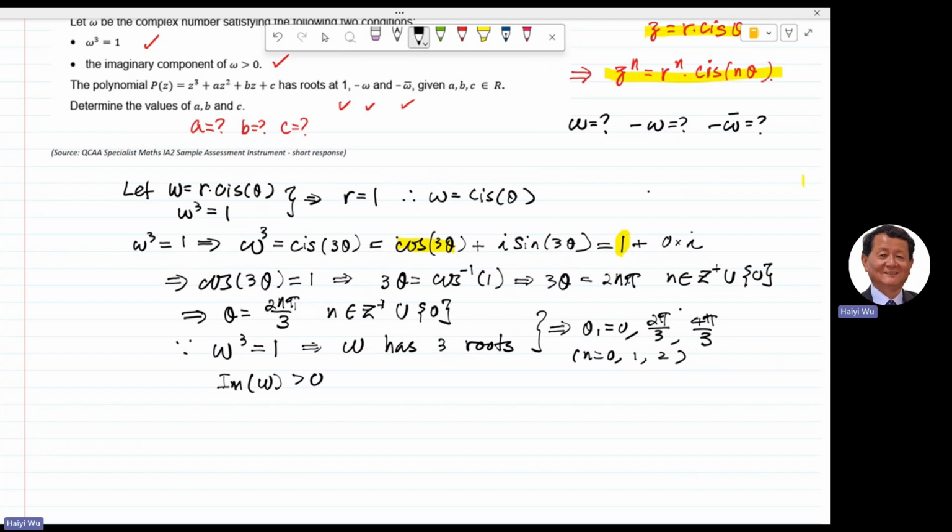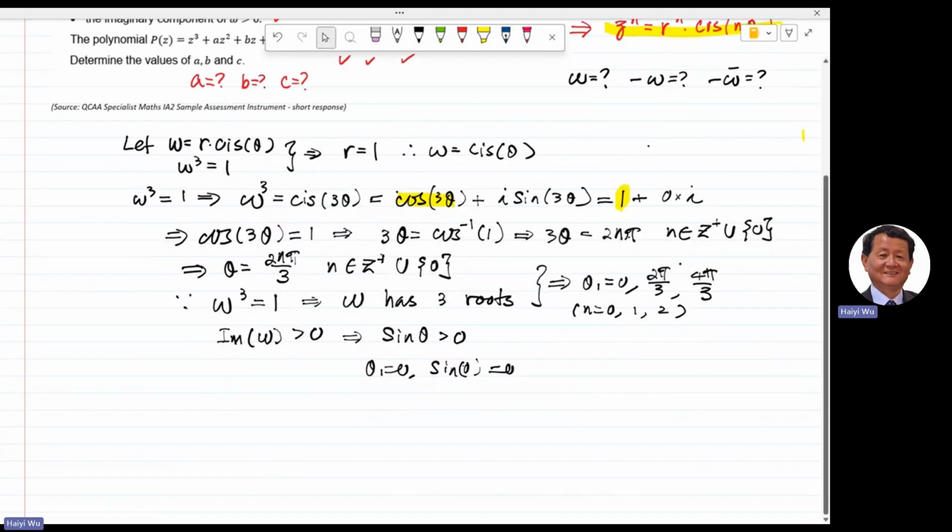Now let's try the imaginary component, which is the sine theta, which must be positive. Because we got 3 angles, we're going to substitute each theta into it. So when theta equals 0, sine theta is 0. So that's not positive, so therefore that one's not right.